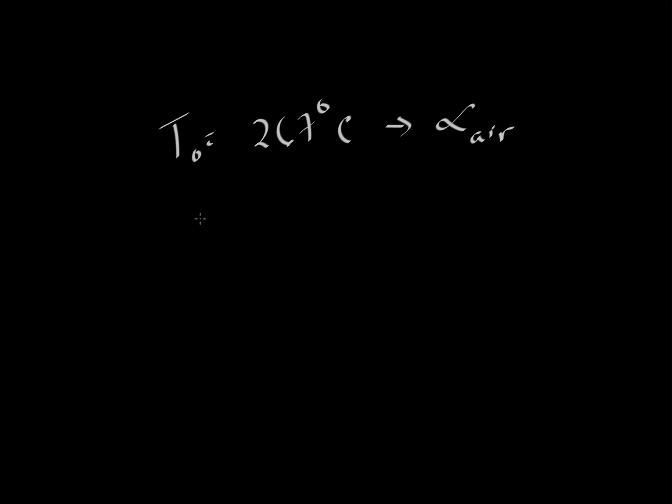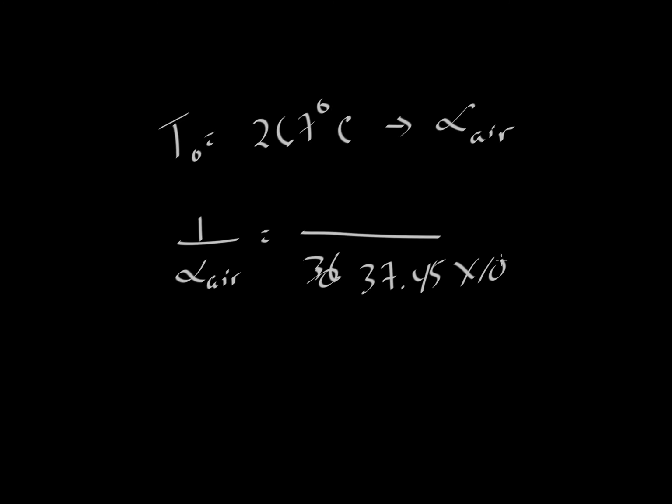And we get that very easily, just the 1 over the thermal expansion coefficient of... 36, no, excuse me, that's the modern value. We'll get to that in a moment. 37.45 times 10 to the minus 4 over degrees centigrade. If you just take the inverse of that, then you would get 267 degrees centigrade.